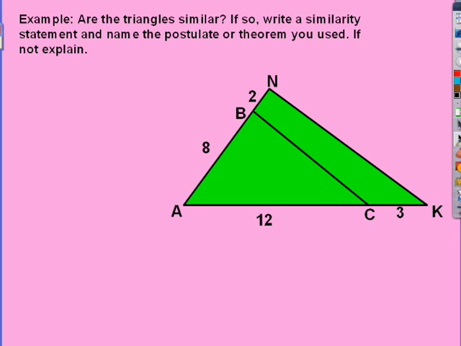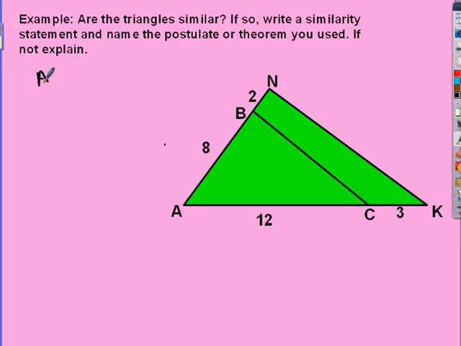Alright, we're ready to look at this figure. Do you see the two triangles within this picture? It looks like I have a smaller triangle, ABC, and I have a large triangle, ANK. So let's see if these sides are proportional.